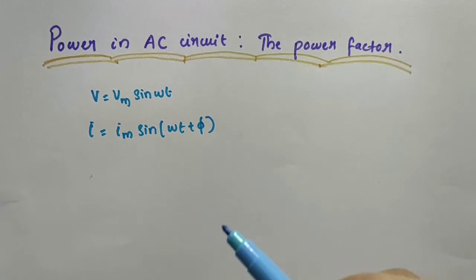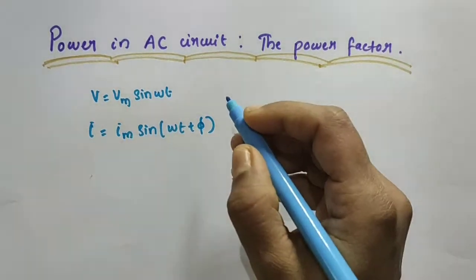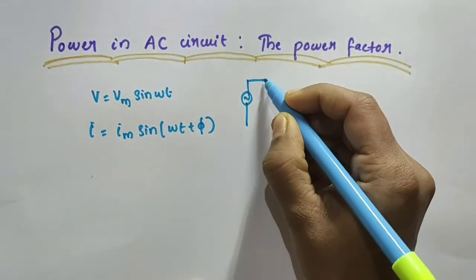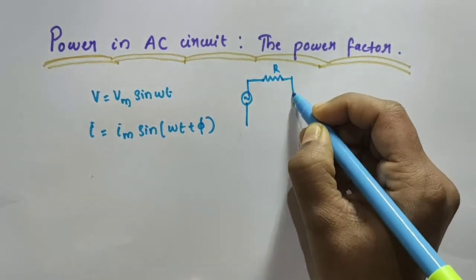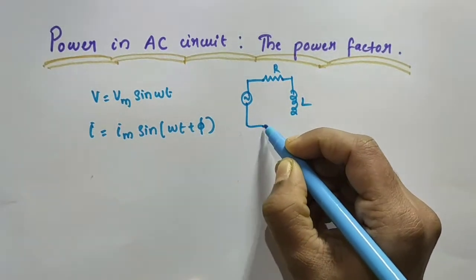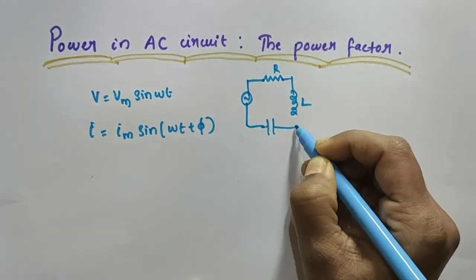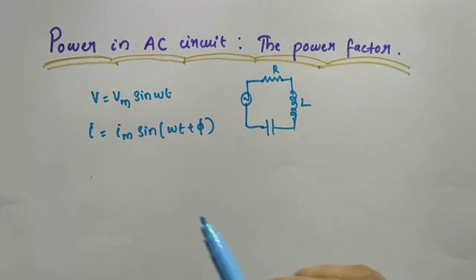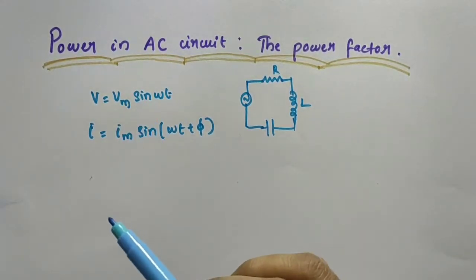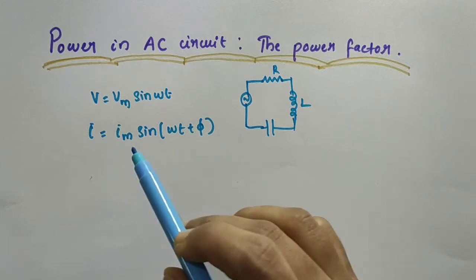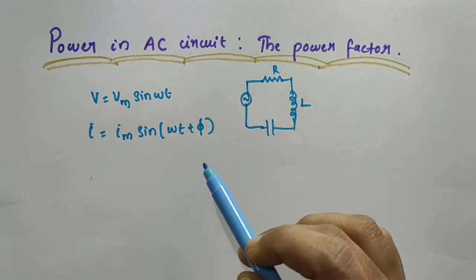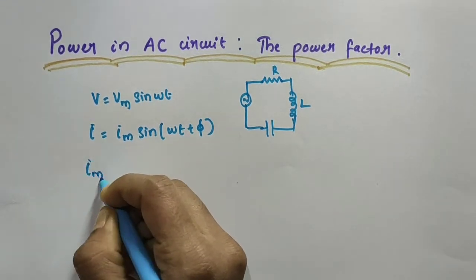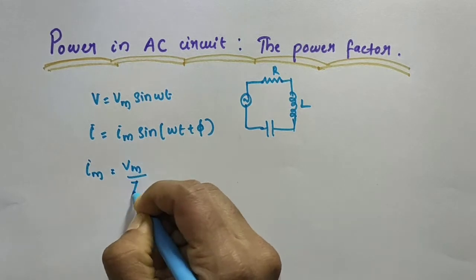That is, when an AC voltage V equal to Vm sin omega t is applied to a series LCR circuit, that is, there will be an AC voltage source, then a resistor, then an inductor, capacitor, like that. They are connected in series. So when the applied voltage is V equal to Vm sin omega t, that drives a current I equal to Im sin of omega t plus phi, where Im is the current amplitude and we have this formula Im is equal to Vm divided by Z.